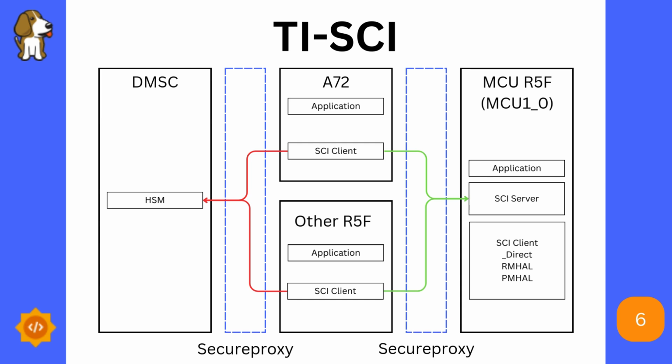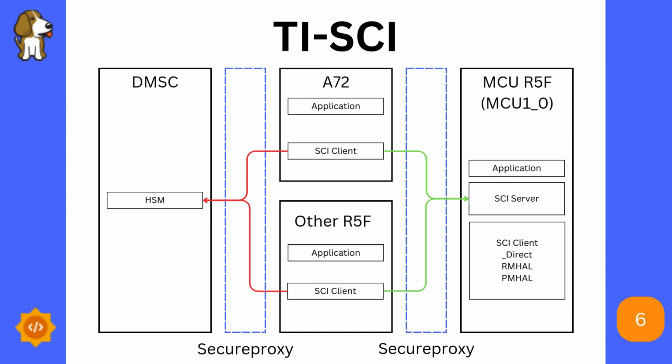Using TISCI, multiple functions are available to us, such as power and clock management, which helps in operations such as controlling the power states of cores and subsystems, transitioning them between active, idle, and standby modes. Resource management, where TISCI defines the mechanism for managing shared resources such as memory regions, interrupts, and peripherals among different cores and subsystems.